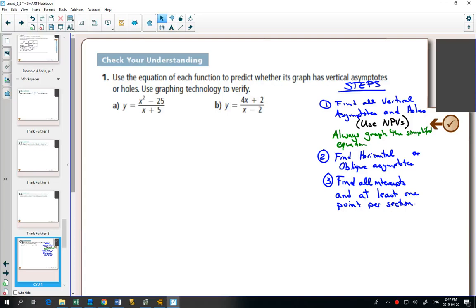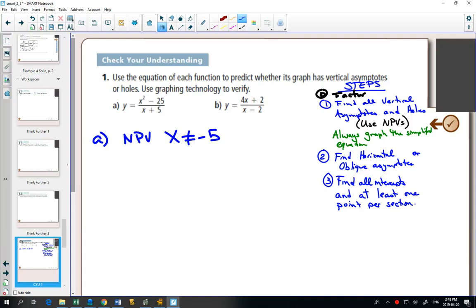So when we go to graph this, x squared minus 25 over x plus 5, we see right away that this has a non-permissible value. X can't equal negative 5. So the question becomes, is that non-permissible value a hole or is it a vertical asymptote? We determine that, step 0, by factoring. We have to factor our equation to see if anything cancels out.